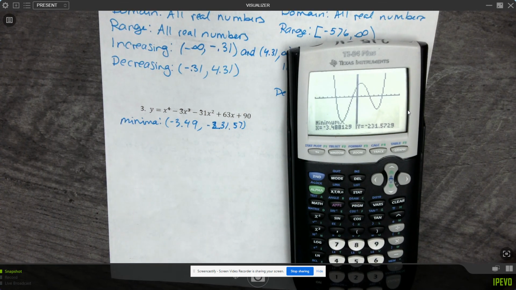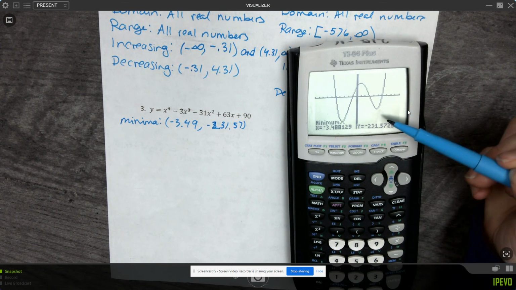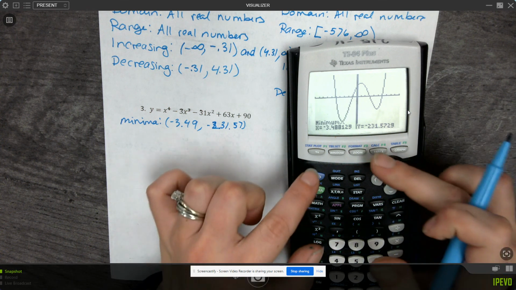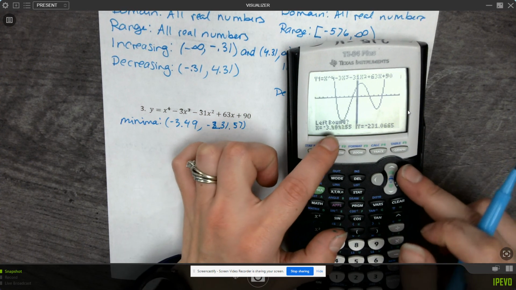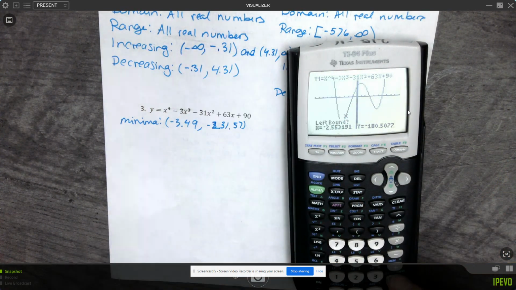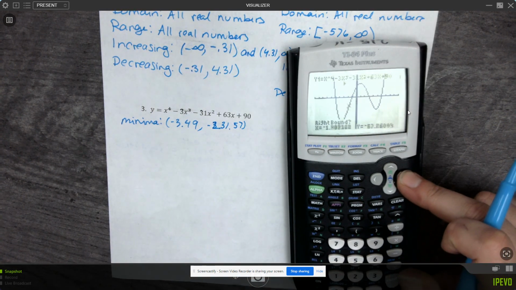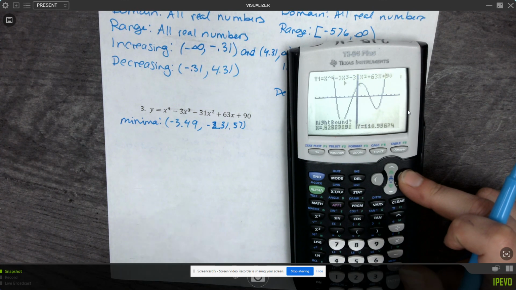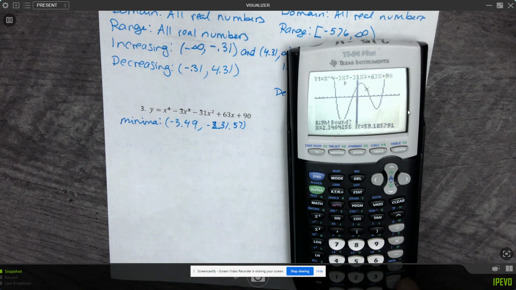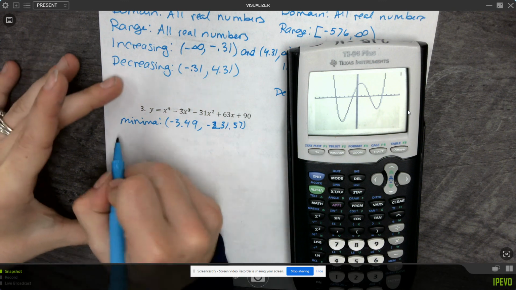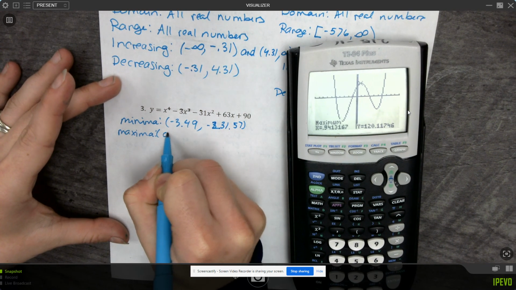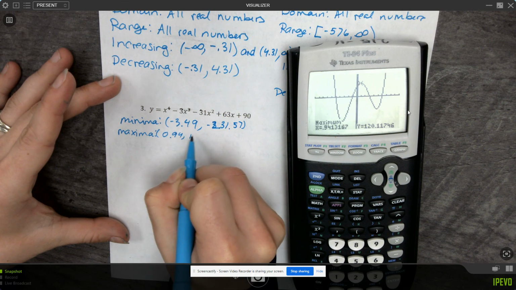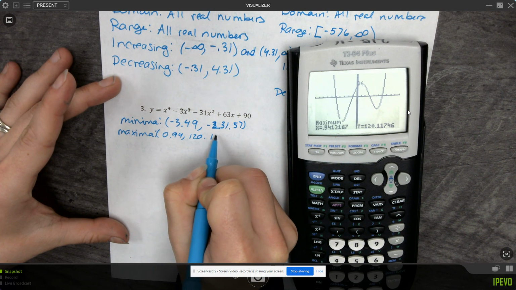All right. I'm going to go find this maximum and then this minimum, but you can do it in either order. Second trace, I'm going to go find the maximum. I need to be left of it. Well, here's my cursor. I am definitely left of that point. Hit enter. Come back around, go up over it. Make sure you get clearly to the right of it. Hit enter, and then enter again. I get 0.94, 120.12.